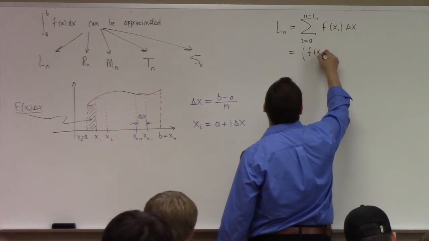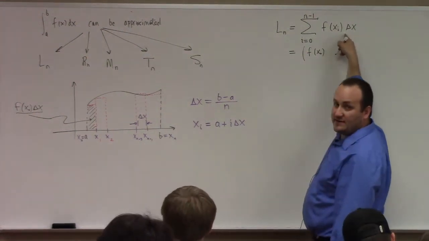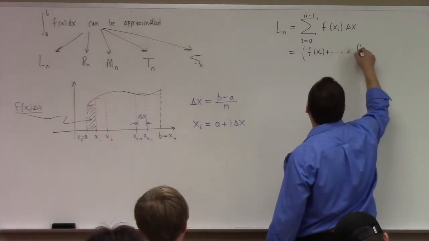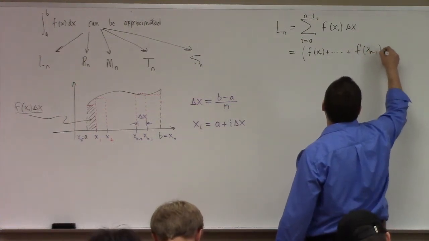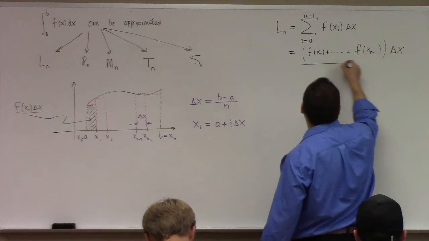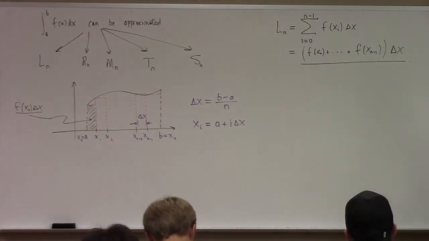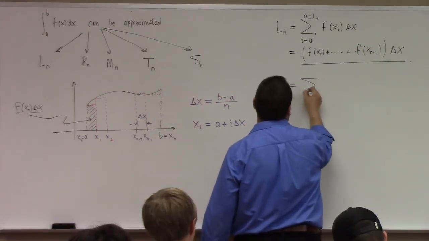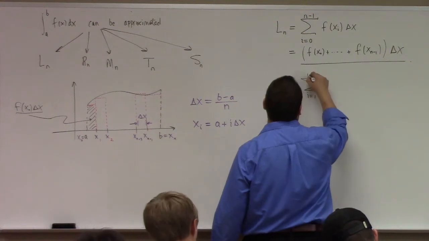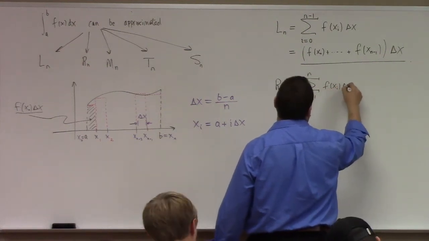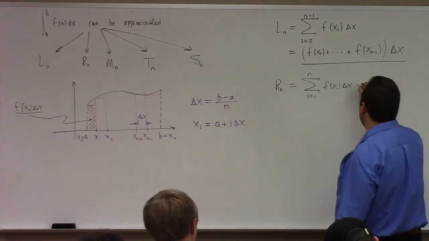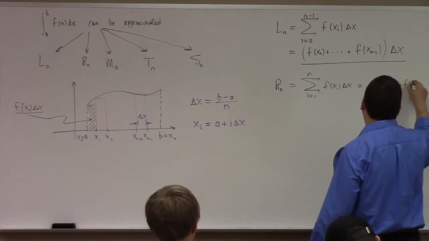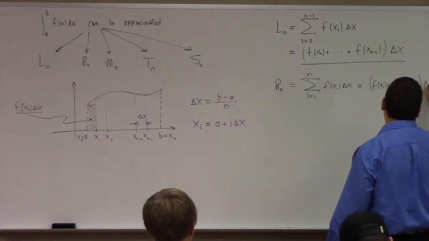Let's see here. So you had f of x naught, but you can factor the delta x out, right? So all you really have to do is calculate the sum of the values of the function like that. This is a pretty slick formula for L sub n. How about R sub n? The right endpoint rule, you just do the sum i equals 1 to n of f of x sub i delta x, which of course you could rewrite as f of x1 through f of xn, factor out delta x.